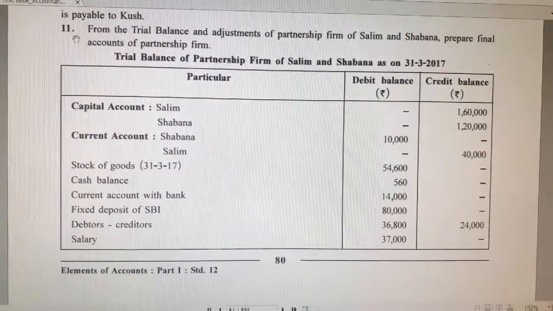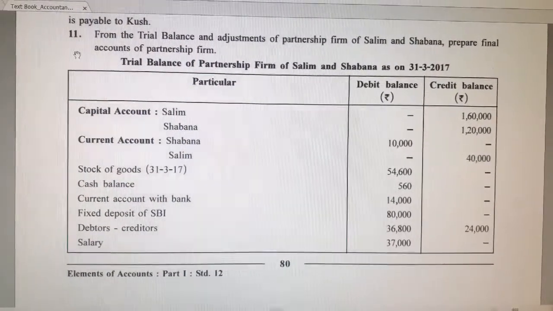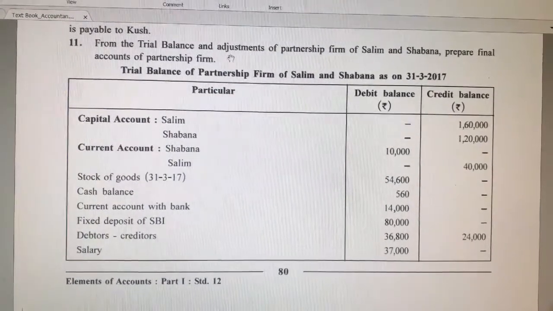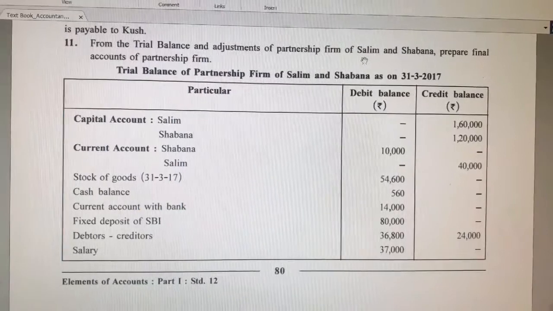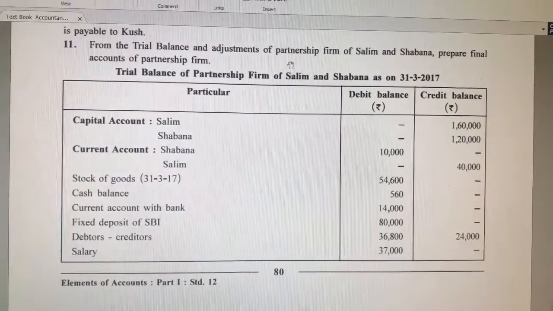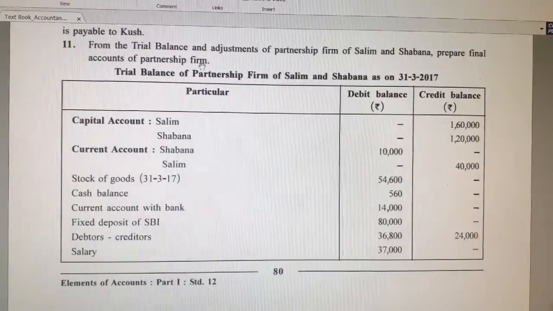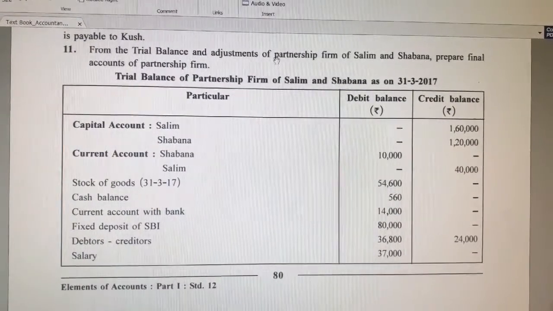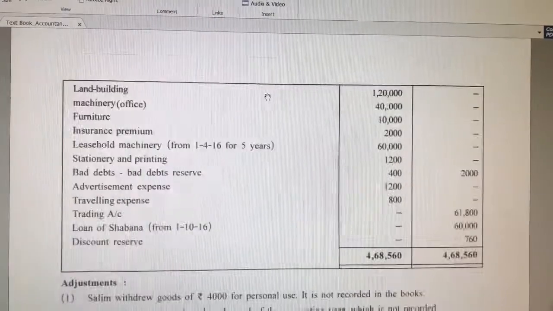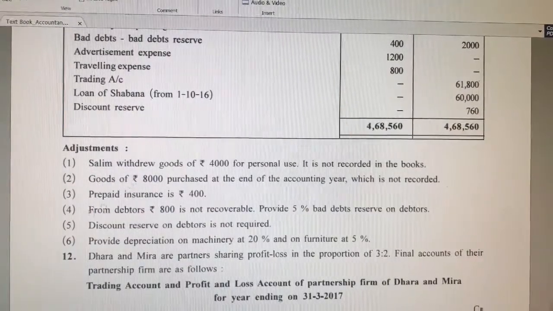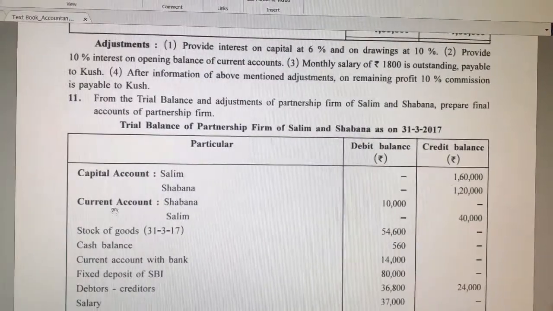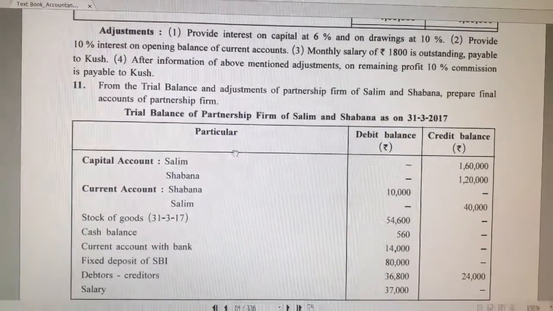Hello students, today I am going to explain you sum number 11 of textual exercise. From the trial balance and adjustments of partnership firm of Salim and Shabana, prepare final accounts of partnership firm. Here, the profit and loss sharing ratio is not given in the first line. Even the same is not provided in the adjustment. That means partners will share the profit or loss in equal proportion, that is 1:1.